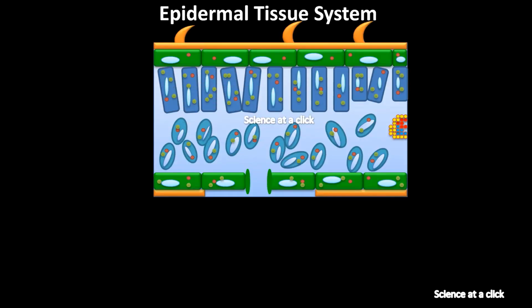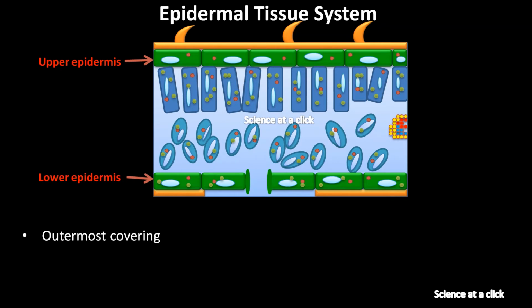First is the epidermal tissue system. As the name suggests, epidermal, the tissues present here contain the epidermis. Epidermis is the outer covering of the plant body. It can be upper and lower epidermis, especially when it is seen in a leaf, because a leaf has two areas which are exposed. So there is an upper epidermis and there is a lower epidermis.